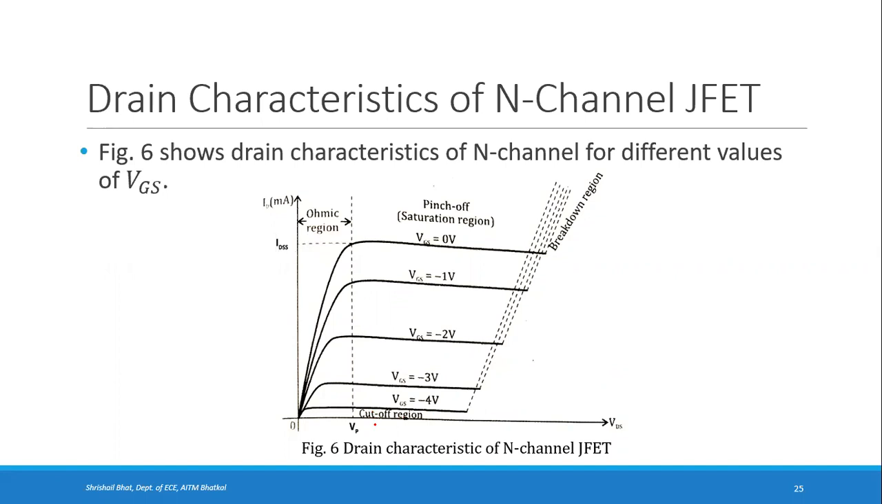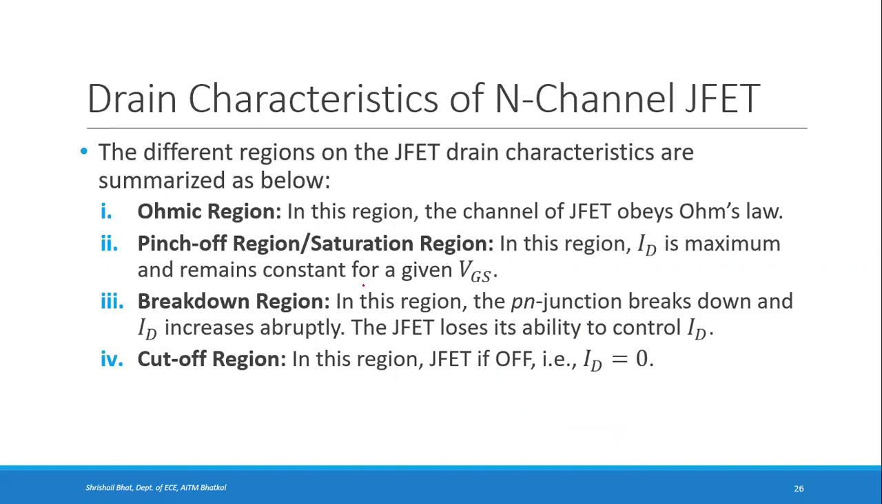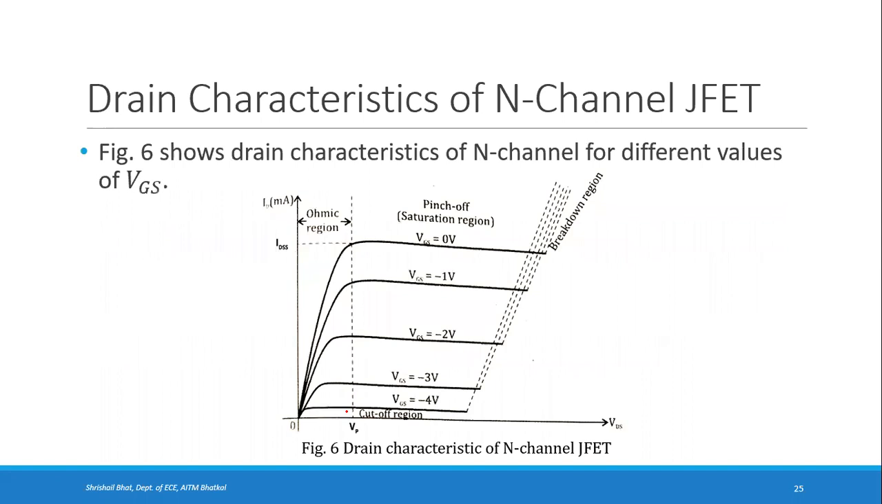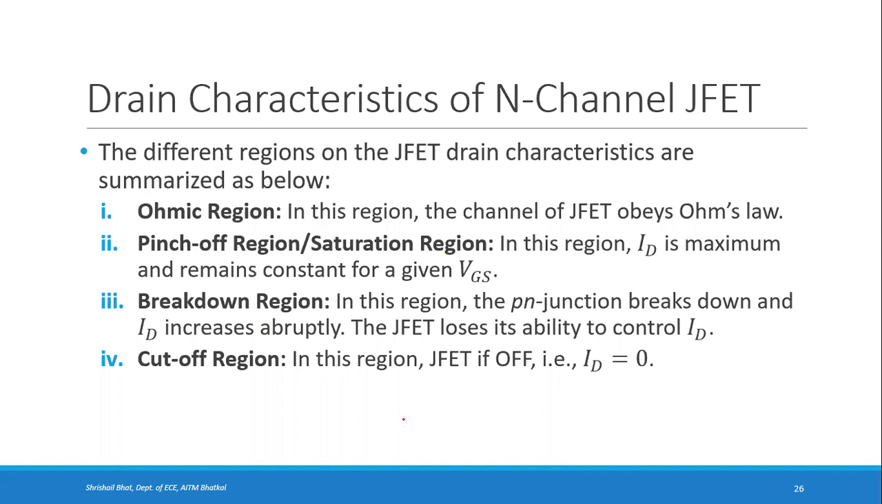So this is about the drain characteristic of N-channel JFET. So there are different regions. Ohmic region: the channel of JFET obeys Ohm's law. Pinch off region or saturation region, you also call it active region: here ID is maximum and it remains constant for a given VGS. The breakdown region: here the PN junction breaks down and ID increases abruptly, so the JFET loses its ability to control ID. So it's gone forever. Then the cutoff region: here JFET is off, that is ID is 0. So this is about the drain characteristics of N-channel JFET.